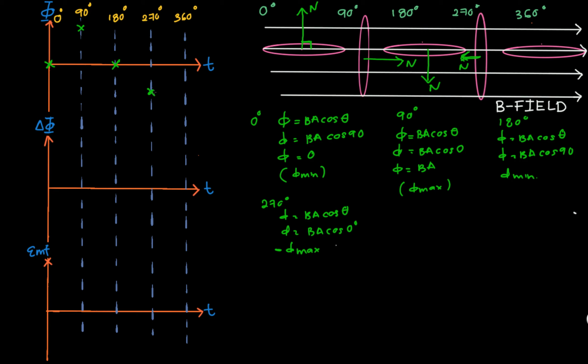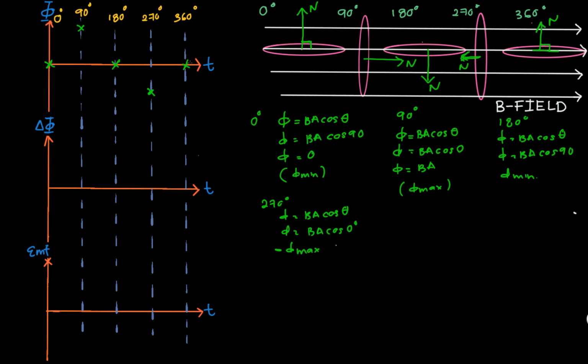Then again 360 degrees. I'm not going to show the formula. At 360 degrees here, the normal will be acting back upwards, exactly where it started. And the angle between the normal and the B is 90 degrees, meaning cos 90 is 0, so flux becomes 0 again.